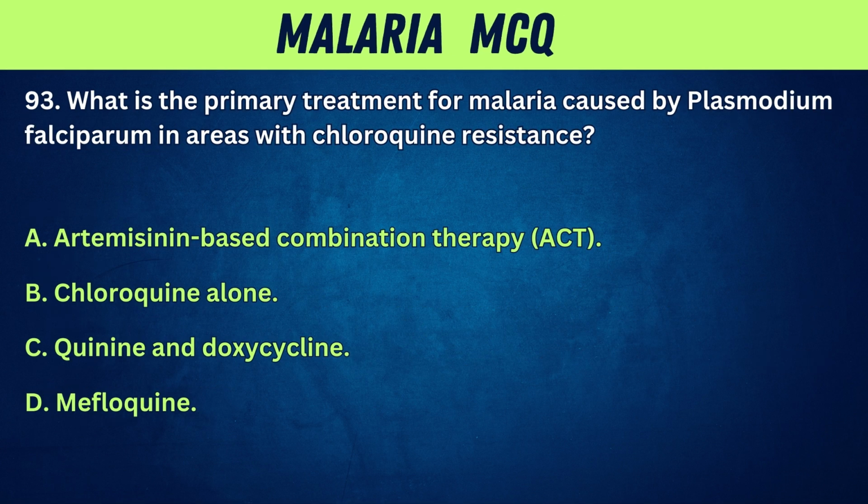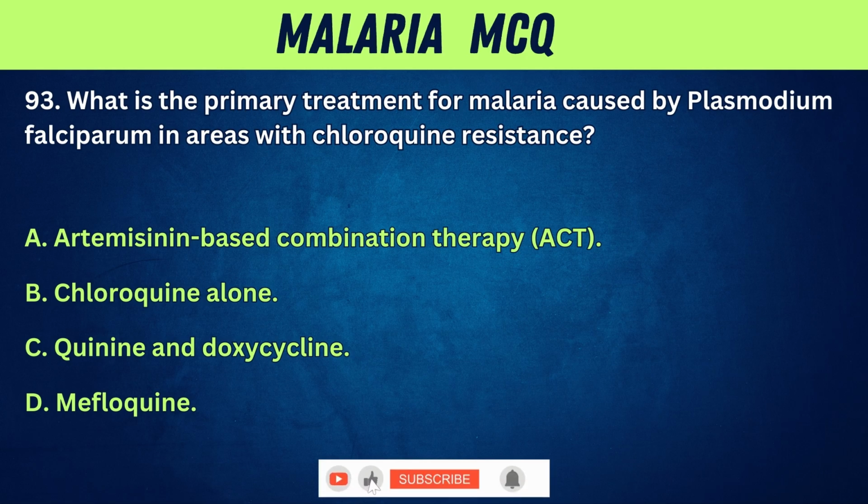93. What is the primary treatment for malaria caused by Plasmodium falciparum in areas with chloroquine resistance? A. Artemisinin-based combination therapy, ACT. B. Chloroquine alone.